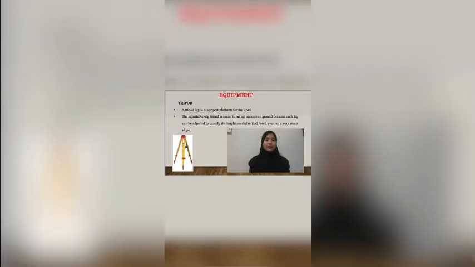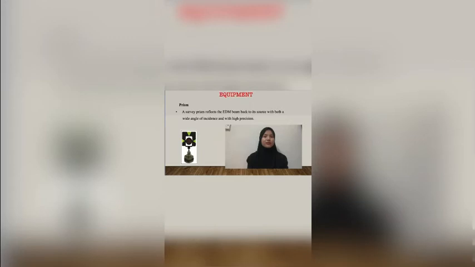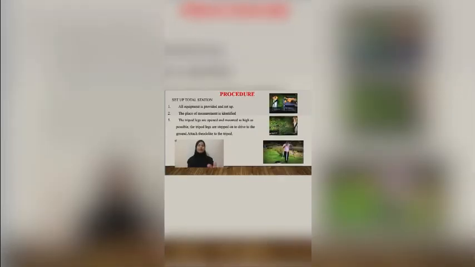Next is tripod. A tripod leg is to support platform for the level. The adjustable leg tripod is easier to set up on uneven ground because each leg can be adjusted to exactly the height needed to find level even on a very steep slope. Next, prism. A survey prism reflects the EDM beam back to its source with both a wide angle of incidence and with high precision. Next, I will explain about the procedure.